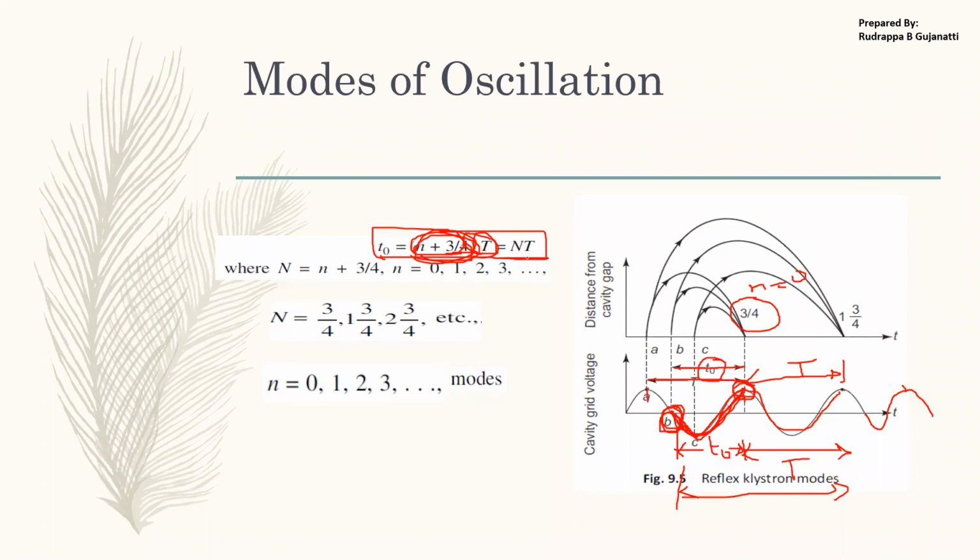So this will be the time period during which I'll be getting the maximum output at the positive peak of interaction. That is, bunching is happening at the positive peak of the RF field. So this is what is happening in the modes of oscillation.